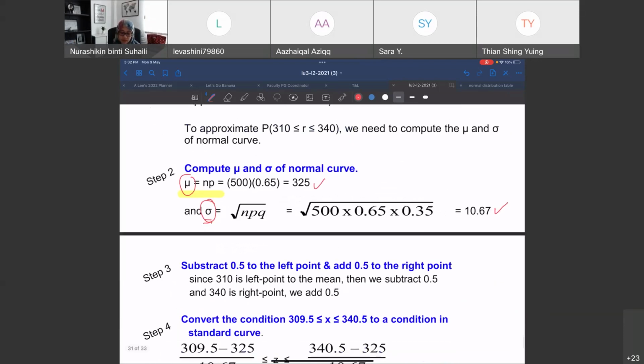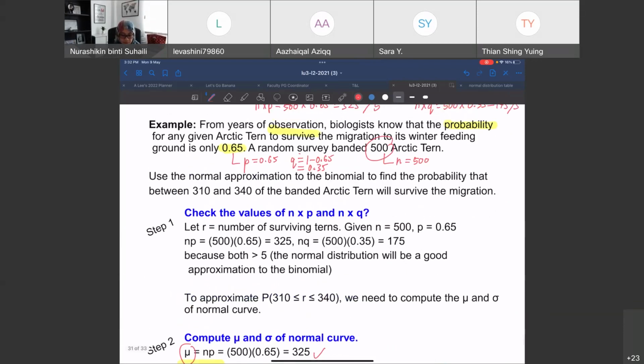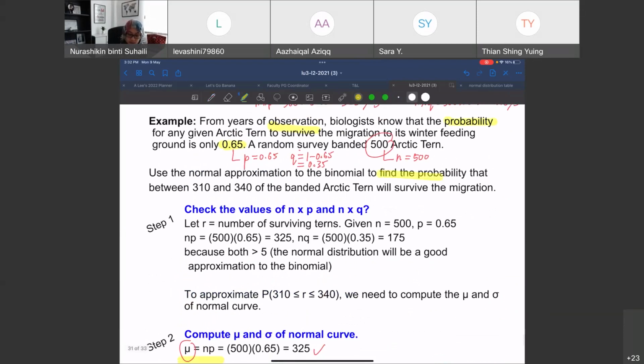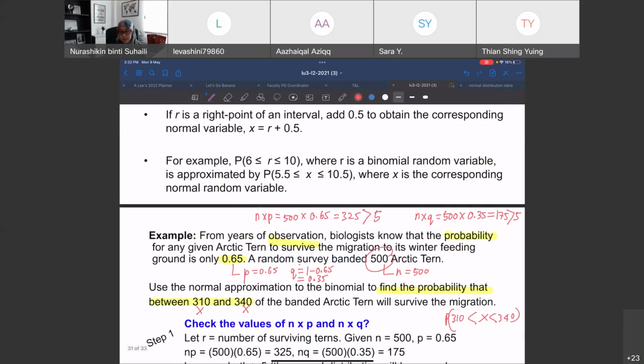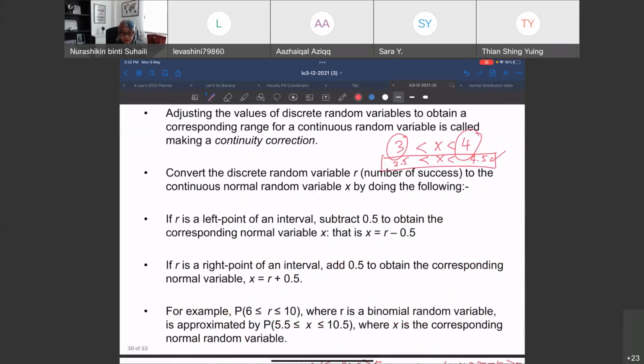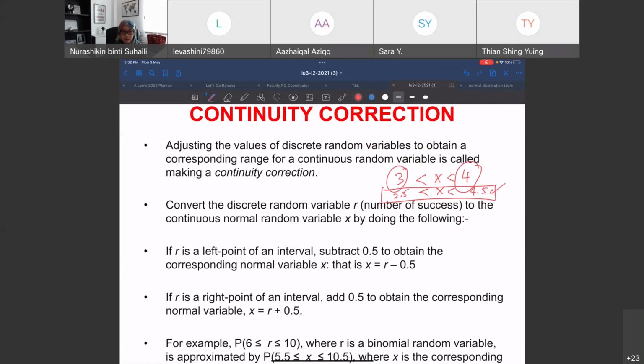Remember? Now the question asks: find the probability between 310 and 340 that will survive the migration. This one is actually x, so we are looking for the probability of x between 310 and 340. But remember, for approximating the binomial, we have to apply the correction. So this is what is meant by minus 0.5, plus 0.5.